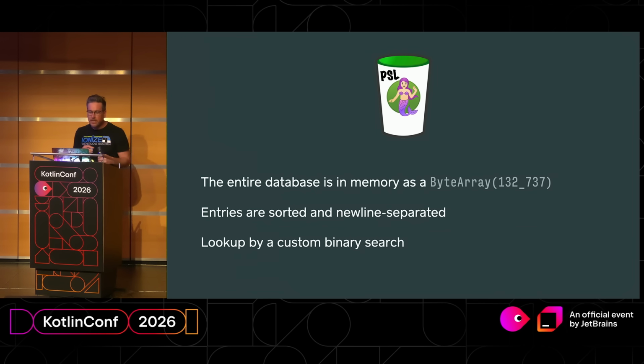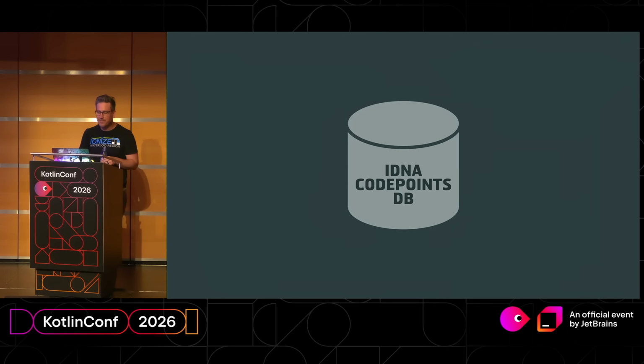In OkHttp, our implementation of it is a 132 kilobyte byte array, with newline separated items and a custom binary search. The PSL, does anybody get my emoji? Yeah, no? Pumpkin spice latte, yeah, okay.